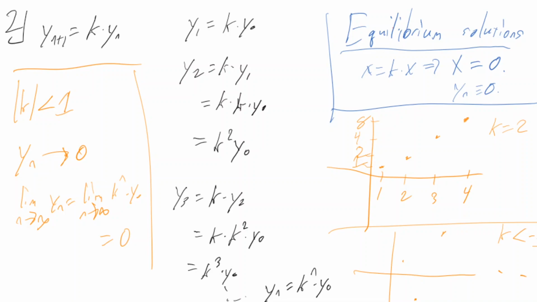Again, if you need to review why this would happen, just pause the video and think about what happens as n gets really big. Now let's move on to our third example. This is similar to the previous two, but this time we're going to add an extra term. So here we have y sub n plus 1 equals k yn plus b.